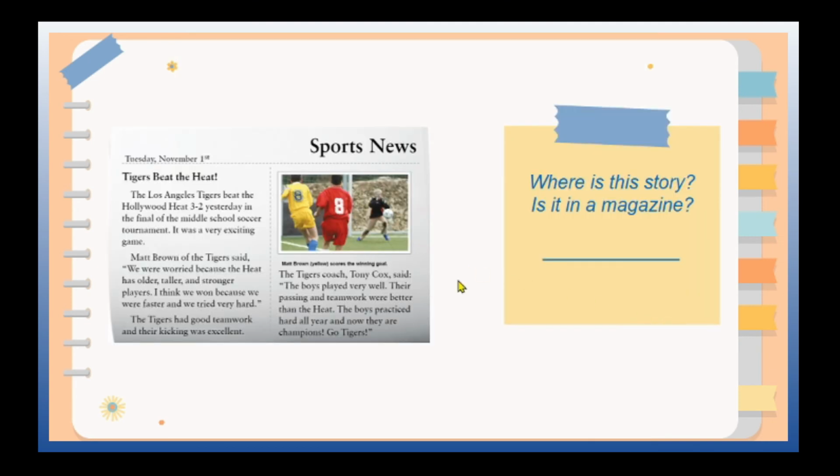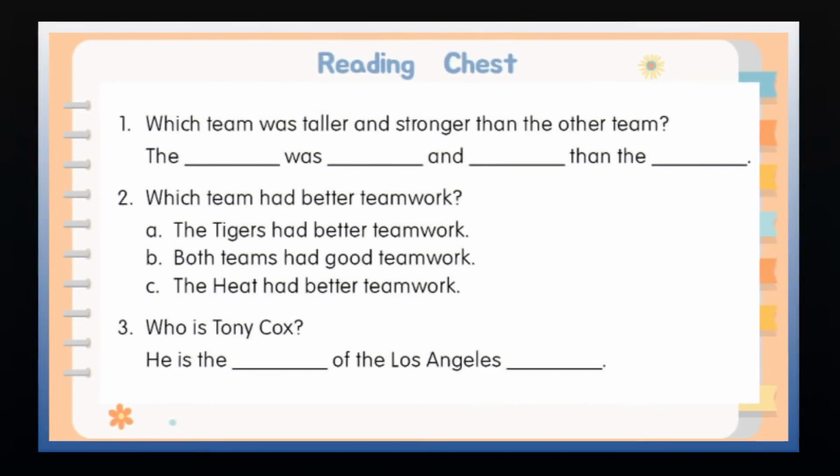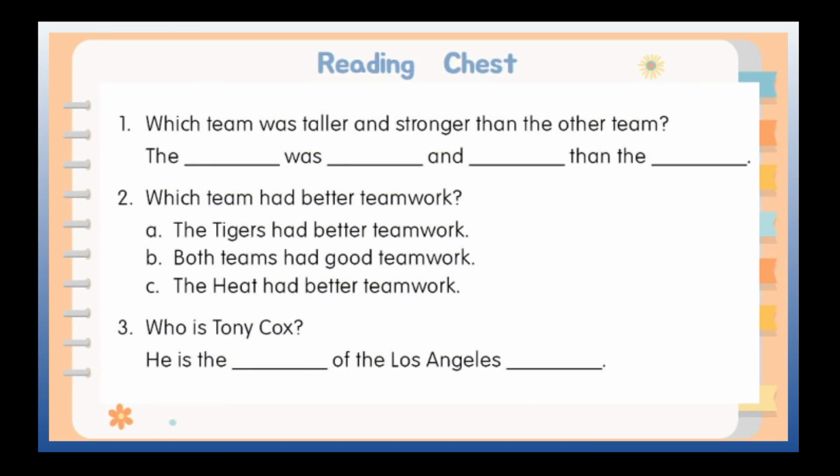Alright, so now here in the story, let's try to understand. Where is this story? Is it in a magazine? Okay, and what are the boys doing? Right. And what is the date of the story? Okay, now let's answer the reading chest. So here, which team was taller and stronger than the other team? Now if you could remember, it's the Heat was taller and stronger than the Tigers.